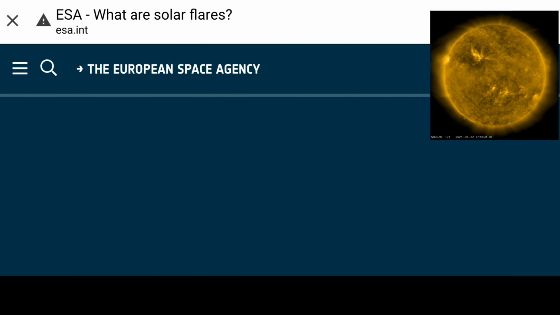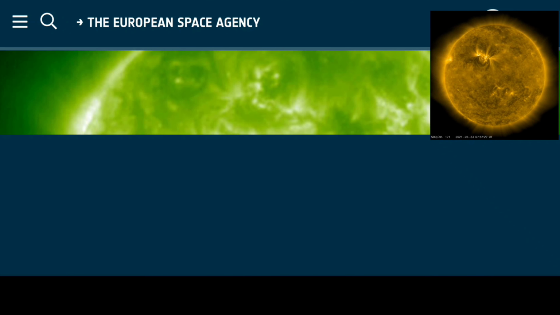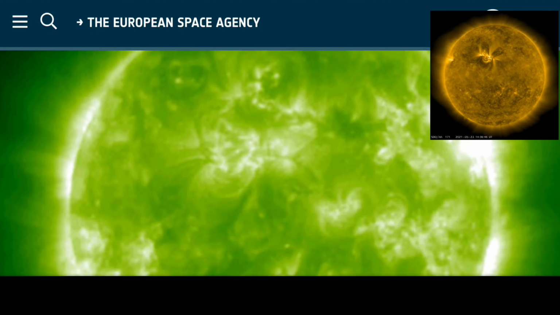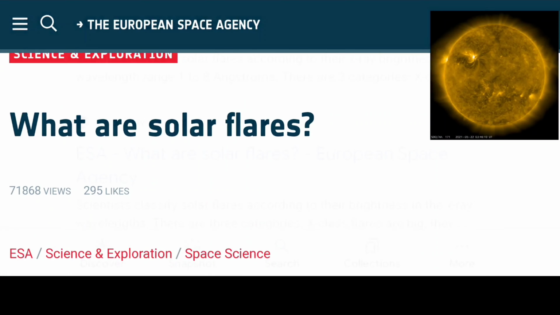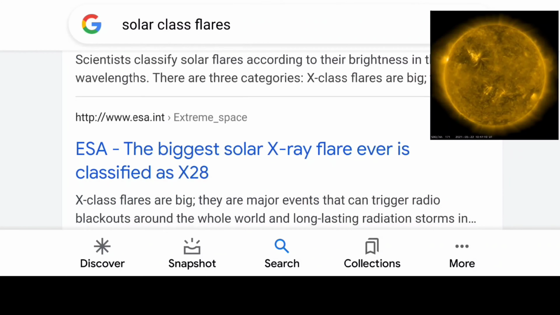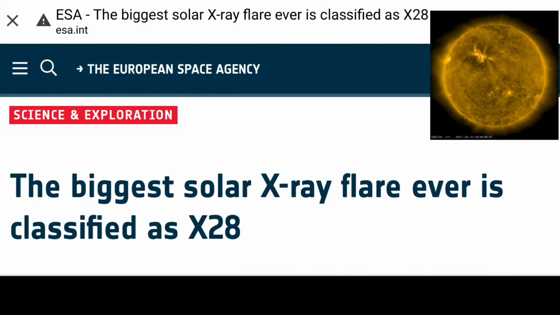Back in 2003, there was a flare that occurred, and I think it's this one right here. Yeah, they ended up classing it as an X28. The biggest solar X-ray flare ever is classified as an X28.